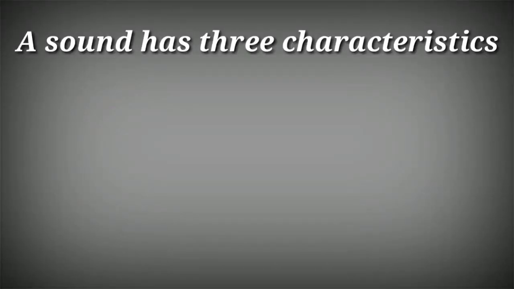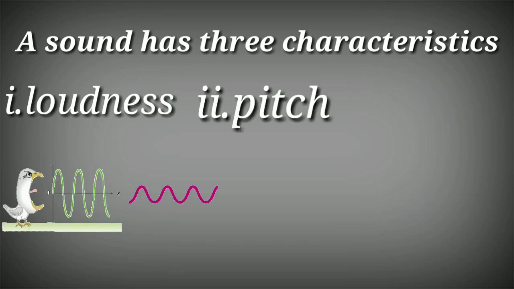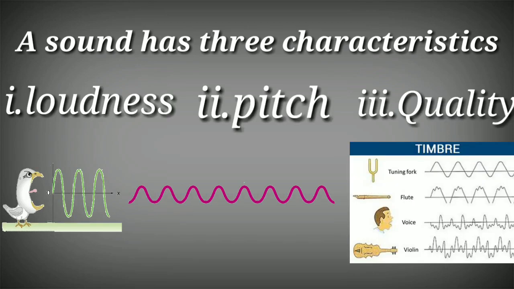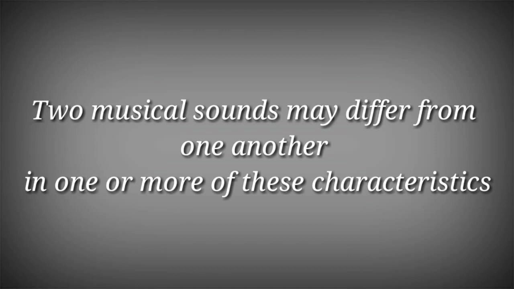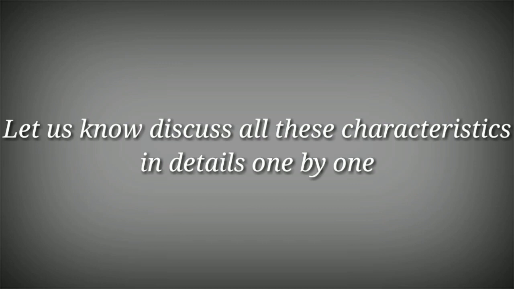Well, we are here to talk about sound, and let me begin the session. A sound has three characteristics: loudness, pitch, and quality, which is also known as timbre. In other words, sounds are recognized by three characteristics. Two musical sounds may differ from one another in one or more of these characteristics. Let us now discuss all these characteristics of sound in detail one by one.